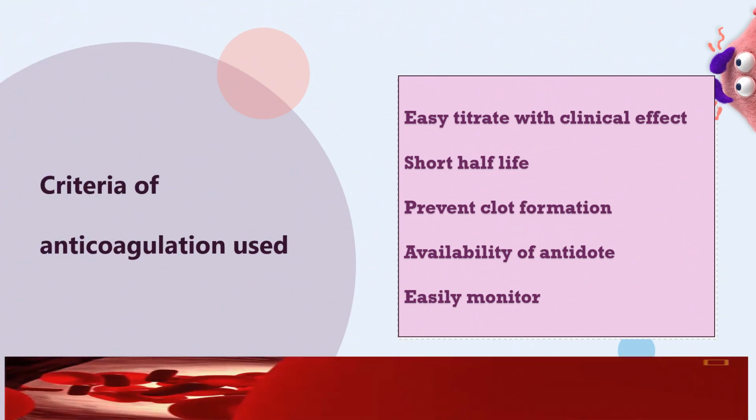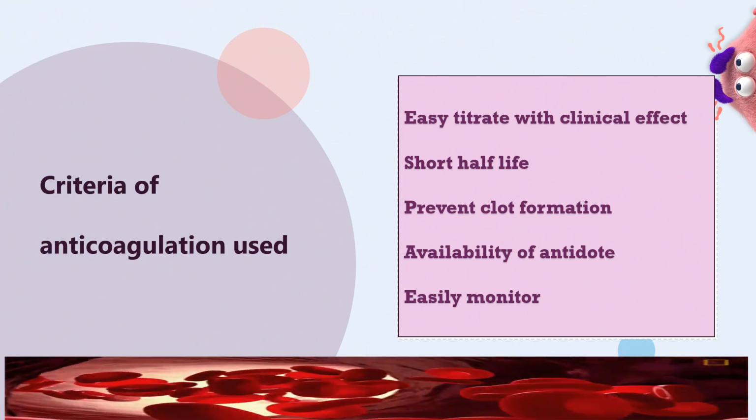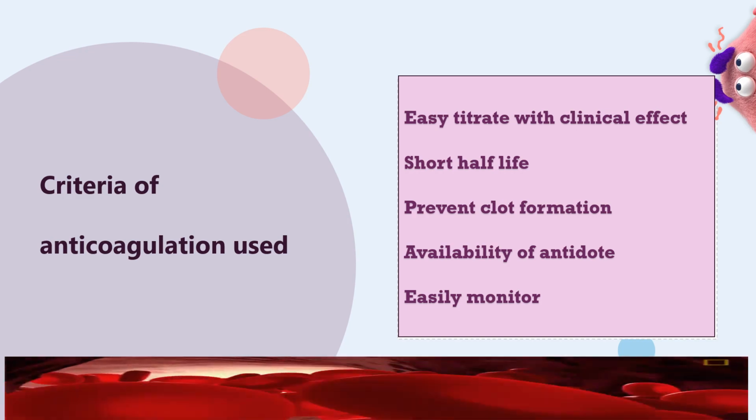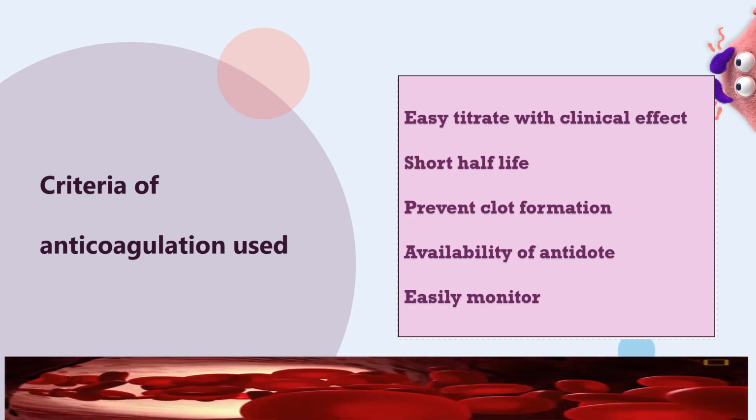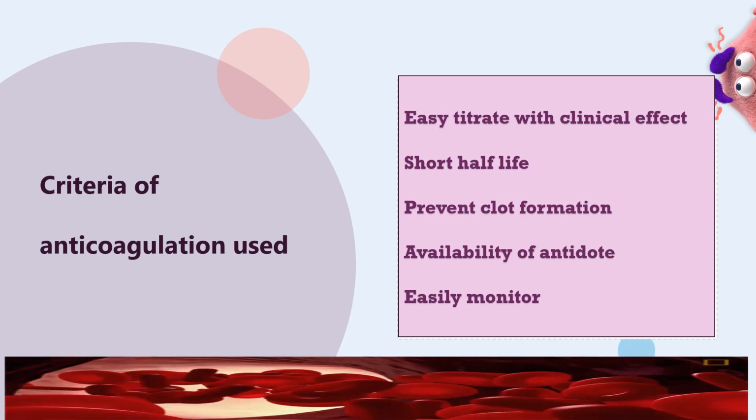What are the criteria for anticoagulant use? It should be easily titrated with a clinical effect, have a short half-life, prevent clot formation, have an available antidote, and be easily monitored.